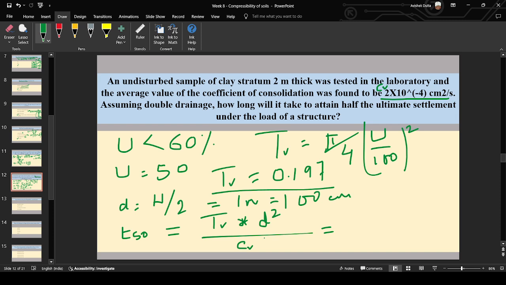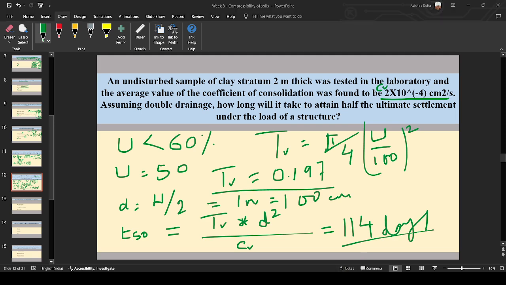Okay, we have got the value in seconds, so convert it into days. Yes, approximately you will get 114 days. So in this question, the time taken for attaining half the settlement is 114 days.